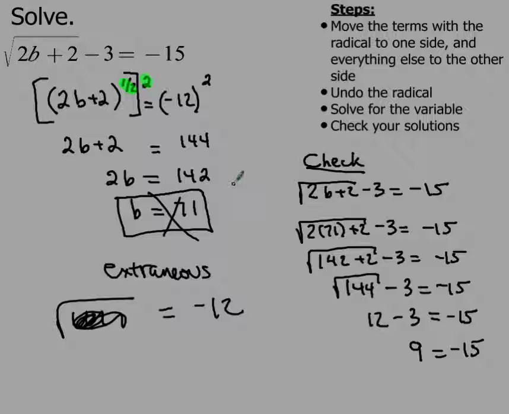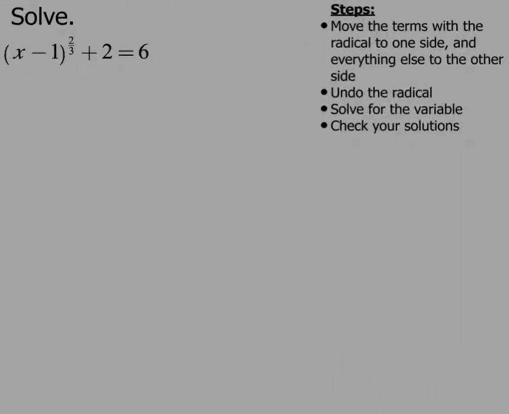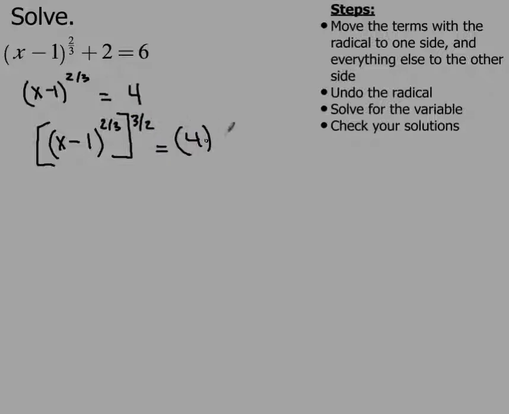Now let's go ahead and take a look at a second example. So here we've got x minus 1 to the 2/3 plus 2 equals 6. Now if I move the 2 over, I'll get x minus 1 to the 2/3 equals 6 minus 2 gives me 4. So the reciprocal power of 2/3 is going to be 3/2. So I'm going to have this to the 3/2 power equals number 4 to the 3/2 power.